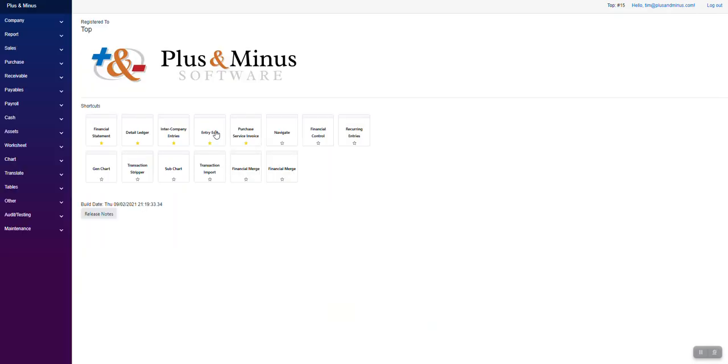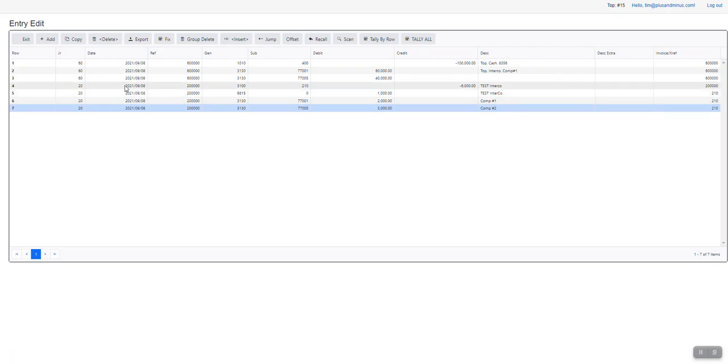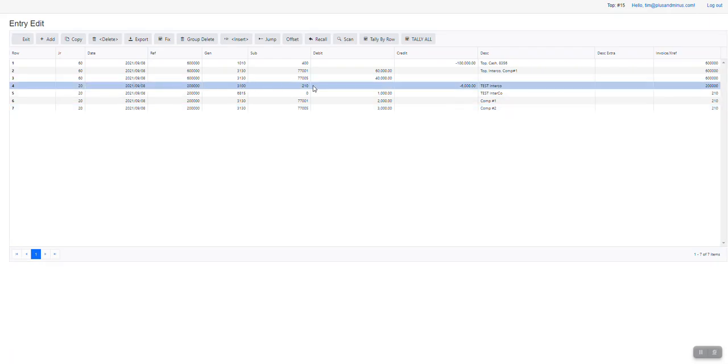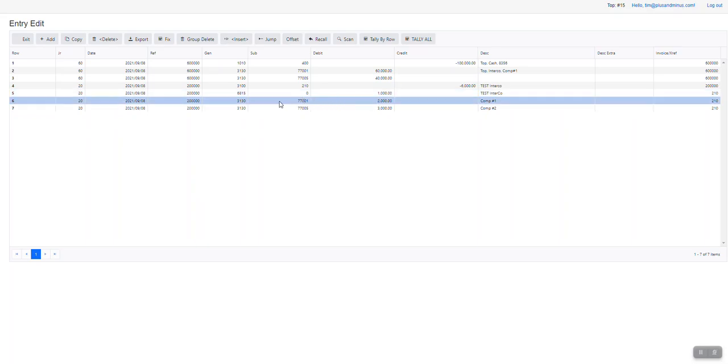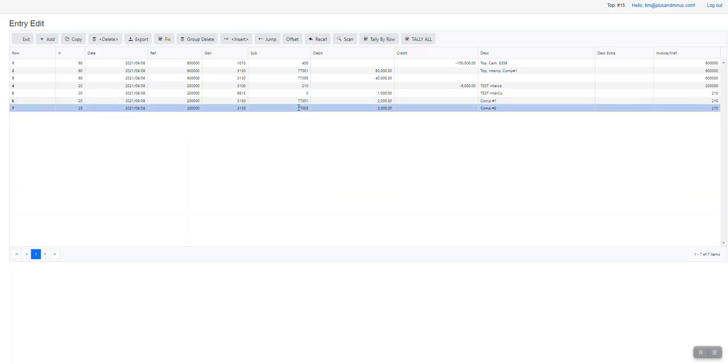Let's show you what the transaction looks like in entry edit. This is journal 20, which is a purchase. Accounts payable trade, $6,000. That's the payable set up to be paid to the vendor. We've got $1,000. 6815 is tax advisory services expense account. It gets $1,000. And then the $2,000 to company 1 goes into their accounts receivable intercompany account. Same is true for company 2, $3,000.